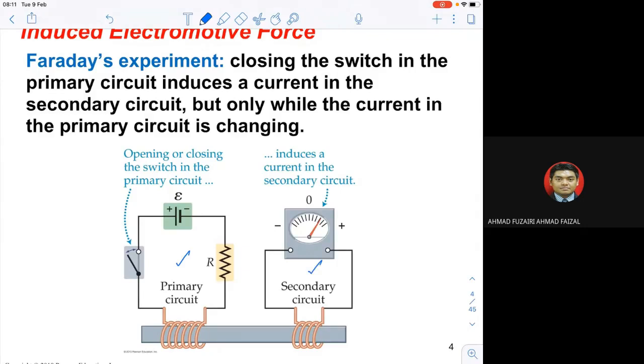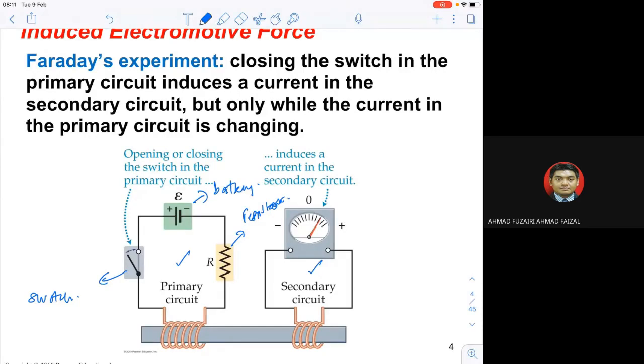Now look at the primary circuit. In the primary circuit, we will have a switch, then a battery, and another one is a resistance.